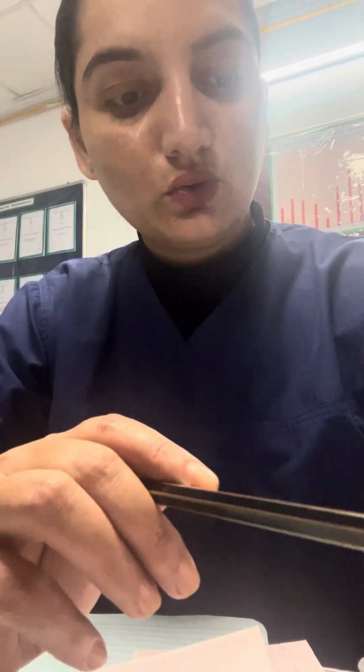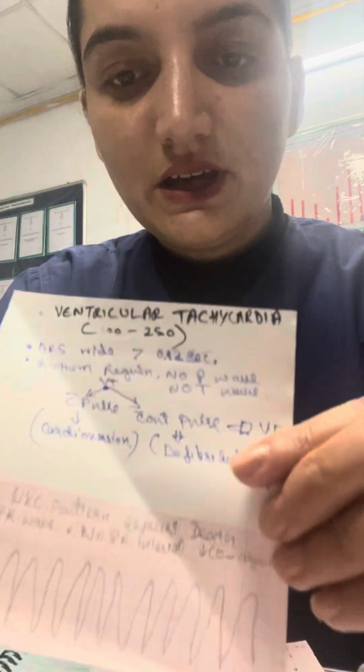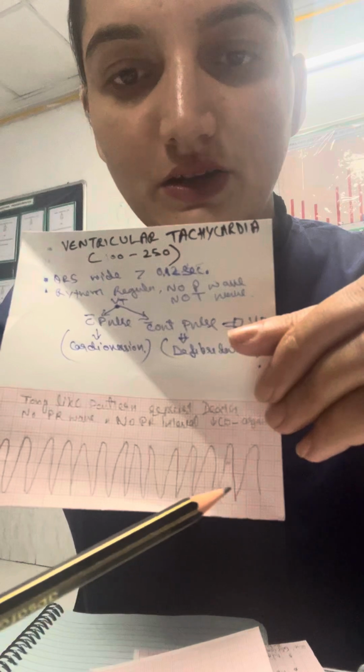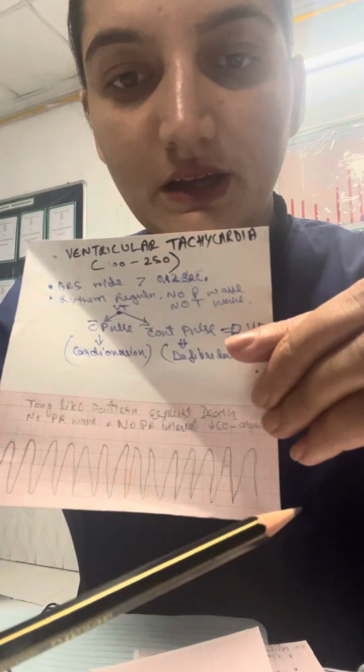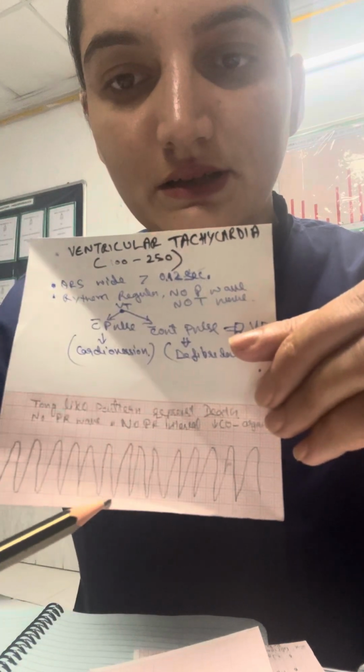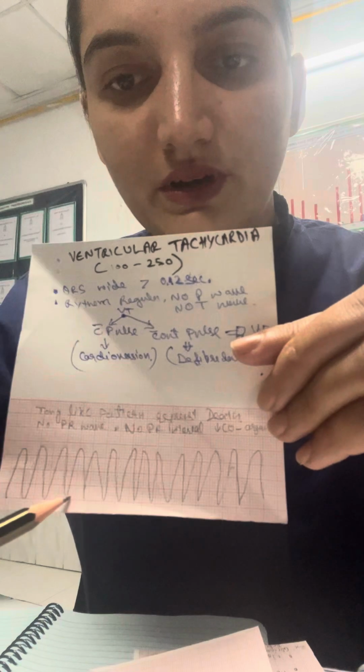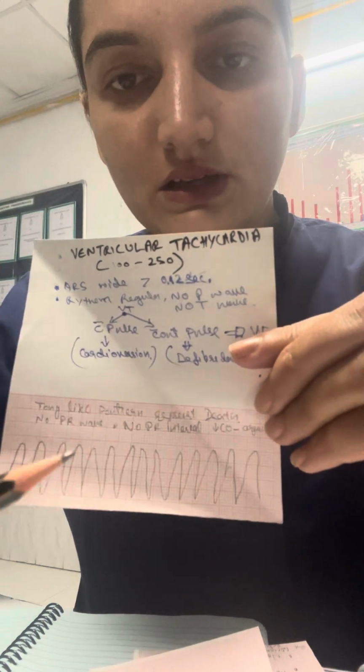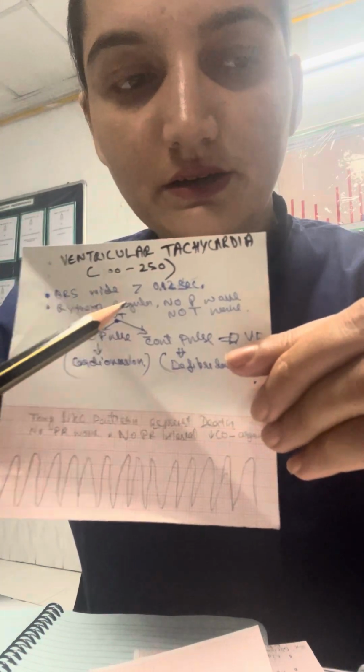The QRS is wide, the rhythm is regular, but there is no P wave and no T wave. As we can see, there are wide QRS complexes, there are tongue-like structures, and there are no P waves and no T waves. And the heart rate is between 100 to 250.